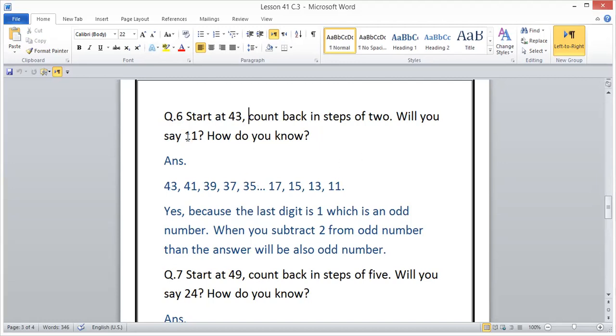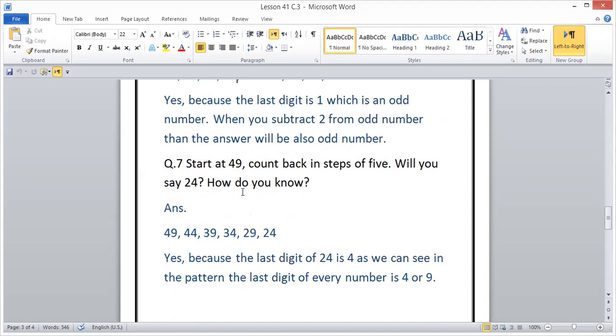So will you say 11? 11 is also an odd number. So we will say yes, because the last digit is 1, which is an odd number. And when you subtract 2 from an odd number, the answer will also be an odd number.